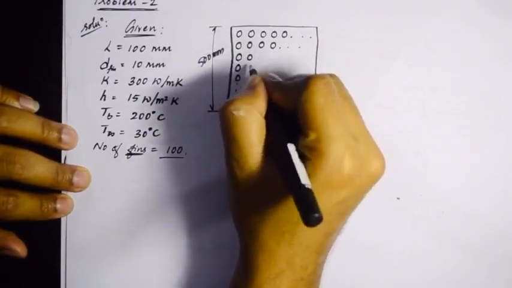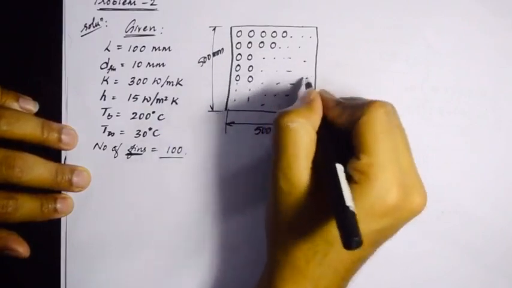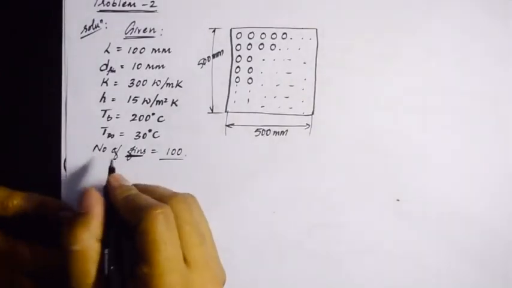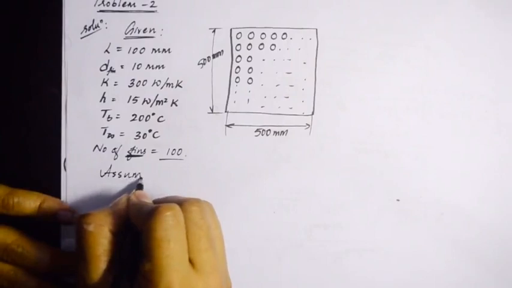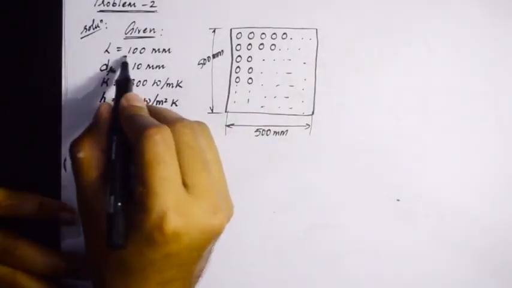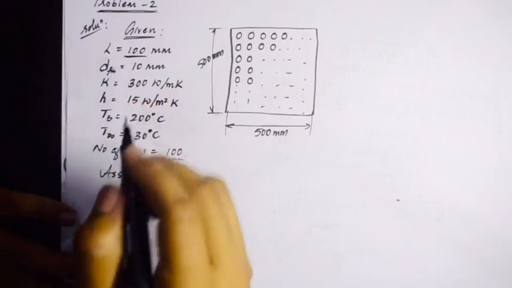Since the fin is of circular shape, we can represent the fin in the form of small circles just for our understanding. Before we proceed, we must make the assumption out of the three cases, which case are we going to consider. Definitely we will not be able to assume the fin as an infinitely long fin, because the length of the fin is mentioned as 100 millimeters, which is not infinitely long.